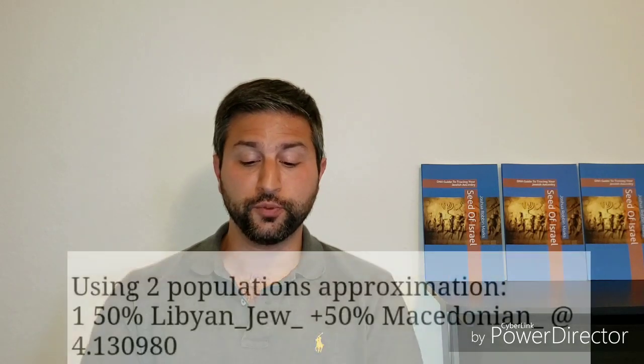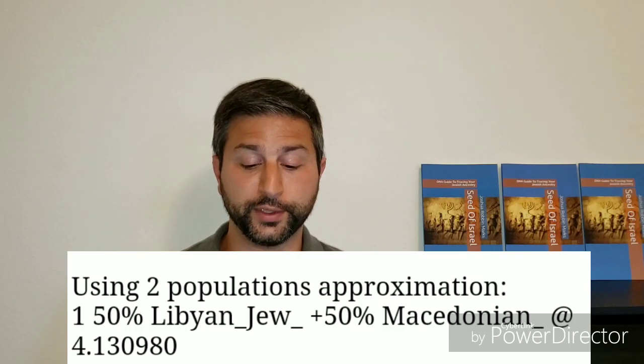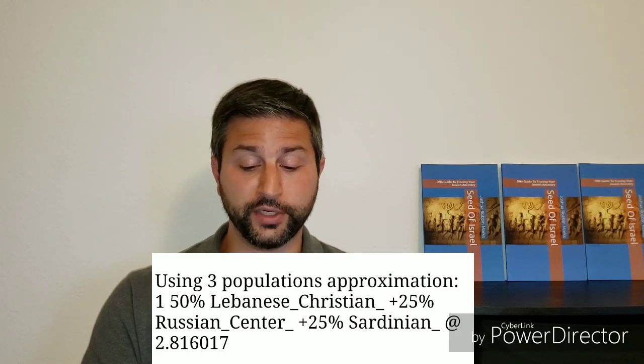So some of these two population approximations I get from the calculators are an example of that, how we could maybe be modeled as 50% Israeli, 50% Italian or something like that, or 50% Levant, 50% Southern Europe. It's very simplistic, as if you're going to just divide into two population approximations. Some of these I get like 50% Libyan Jew plus 50% Macedonian, or a three population approximation: 50% Lebanese Christian plus 25% Russian Center plus 25% Sardinian. Back to two population approximation: 50% Samaritans plus 50% Slovenian.